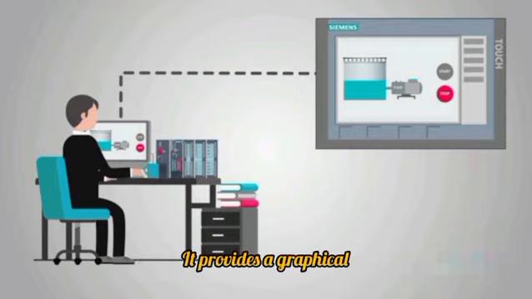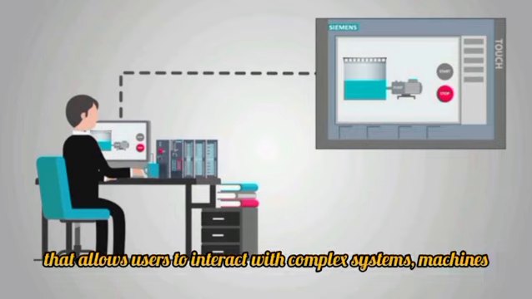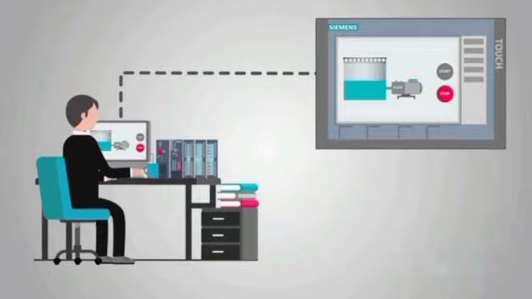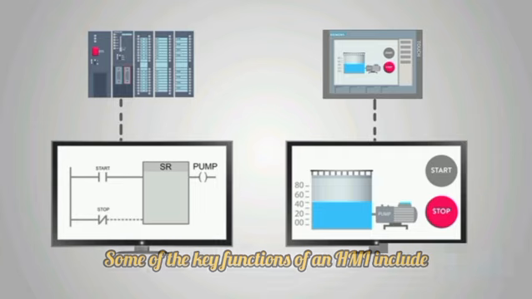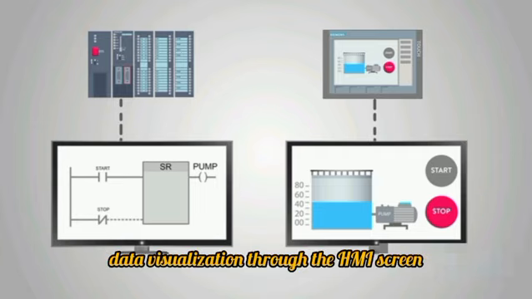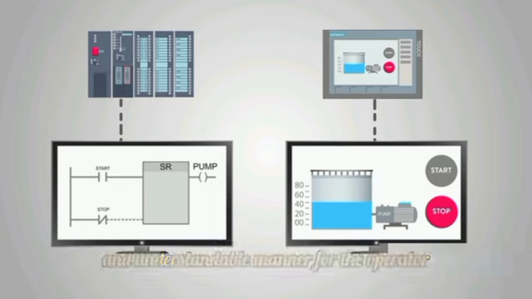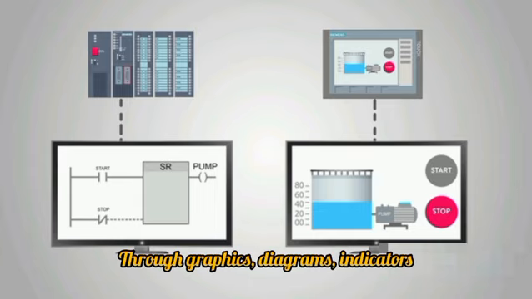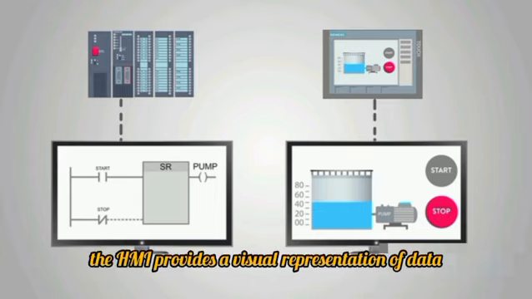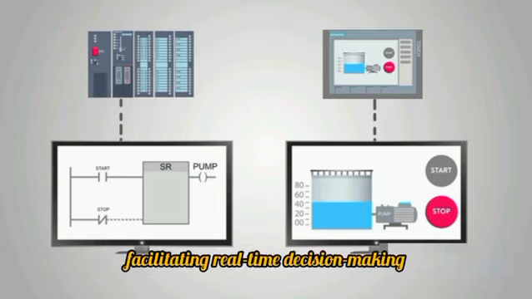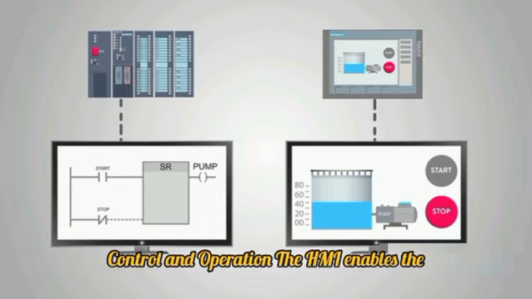It provides a graphical and user-friendly interface that allows users to interact with complex systems, machines, or processes in a simple and understandable manner. Some of the key functions of an HMI include data visualization through the HMI screen. The HMI screen displays essential information in a clear and understandable manner for the operator. Through graphics, diagrams, indicators, and visual alarms, the HMI provides a visual representation of data and the system's status, facilitating real-time decision-making.